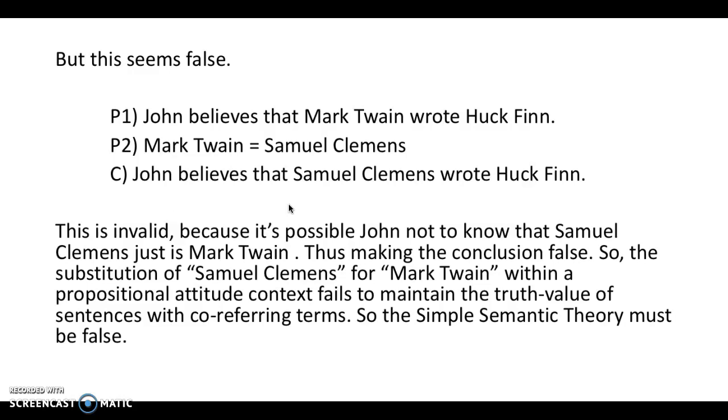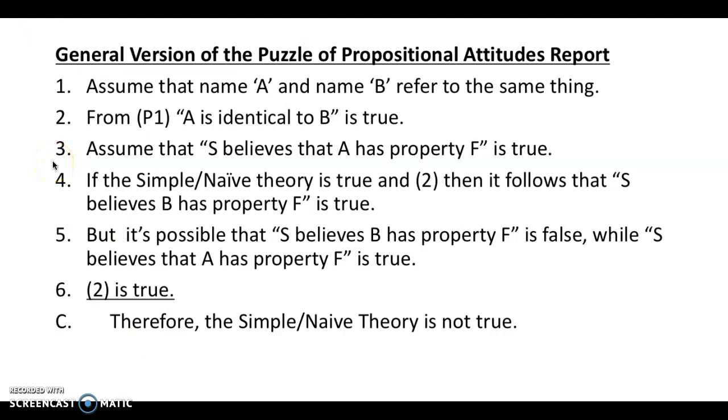So how can it be that the sentence John believes that Mark Twain wrote Huckleberry Finn is true, but the sentence John believes that Samuel Clemens wrote Huckleberry Finn is false, if both Mark Twain and Samuel Clemens refer to the exact same thing? Well, something seems to have gone wrong here, and what Frege thinks this suggests is that the simple theory of semantics must be false because it's not capturing something about the meanings of these individual words. So we can represent this general version of the propositional attitudes report puzzle in the following argument against the simple theory.